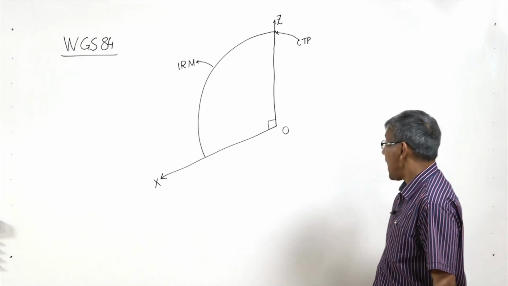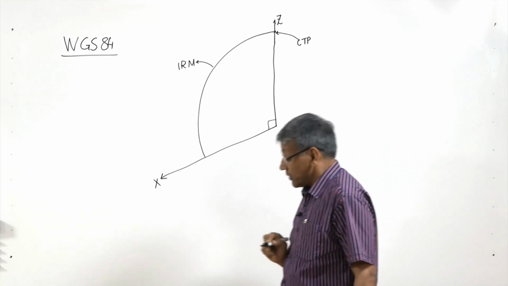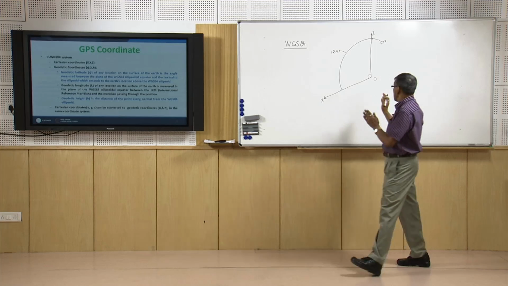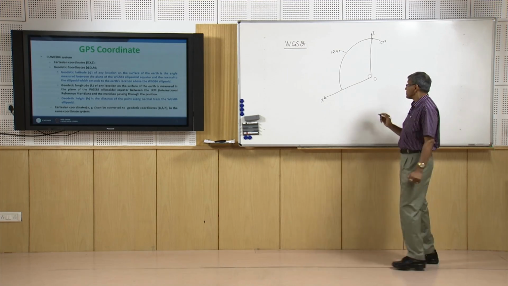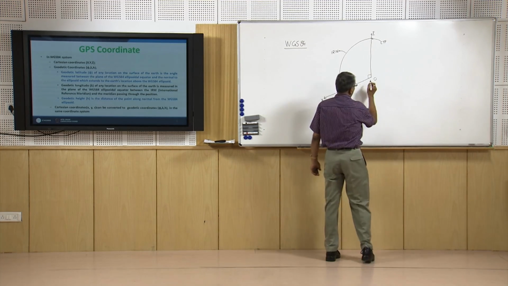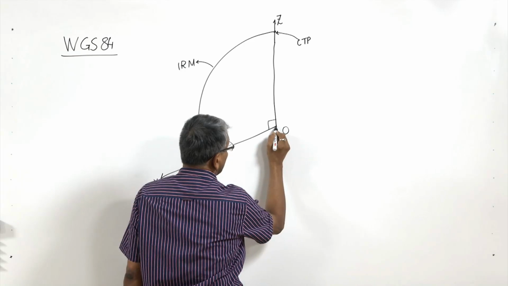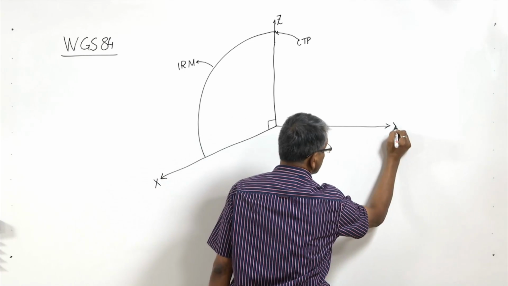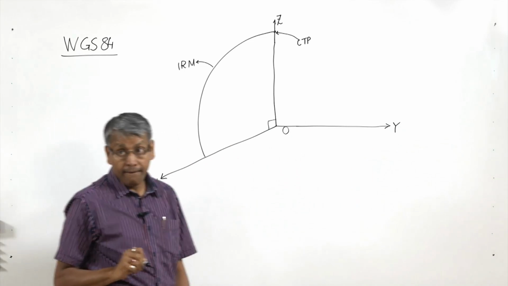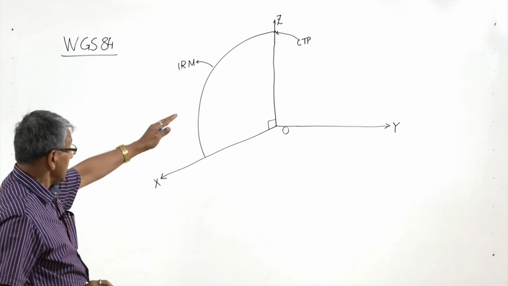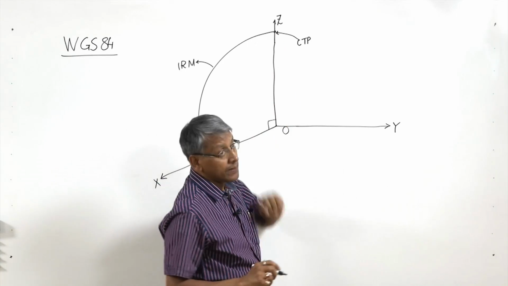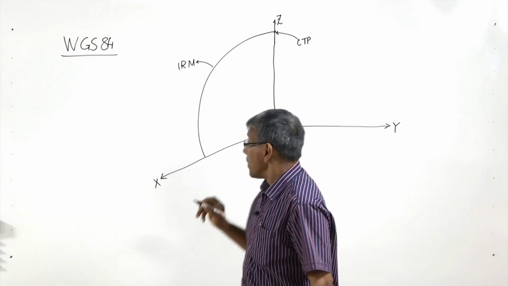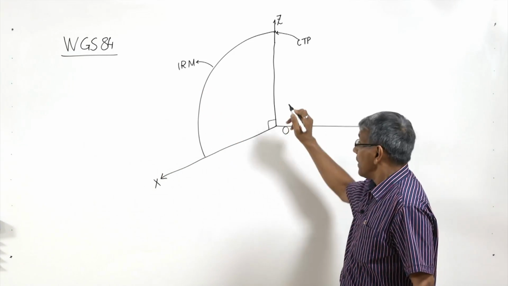This is a right angle, and this WGS 84 coordinate system is a right-handed coordinate system. So we take a line perpendicular to the X axis in the equatorial plane, and that is considered as the Y axis. These three axes X, Y, Z with O as the origin define the WGS 84 coordinate system axes.